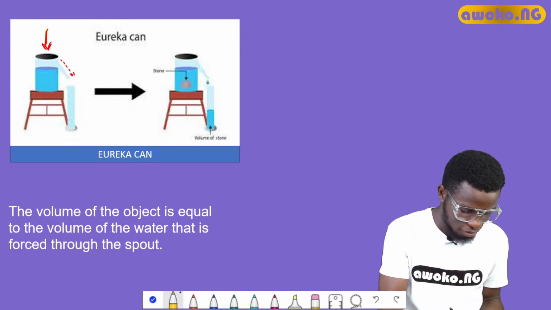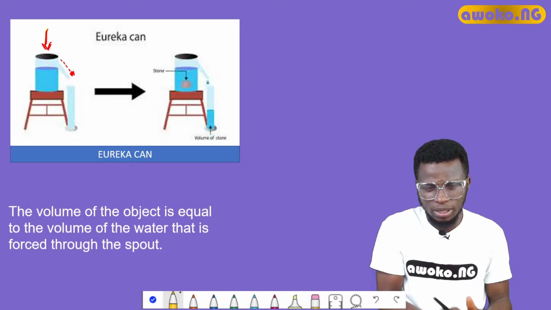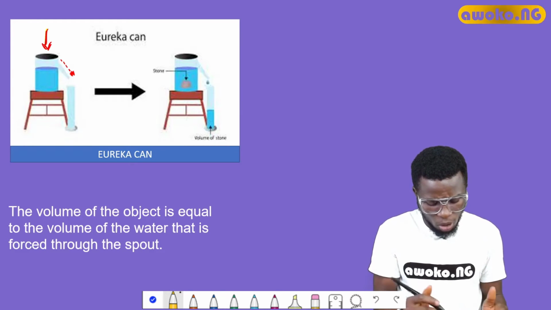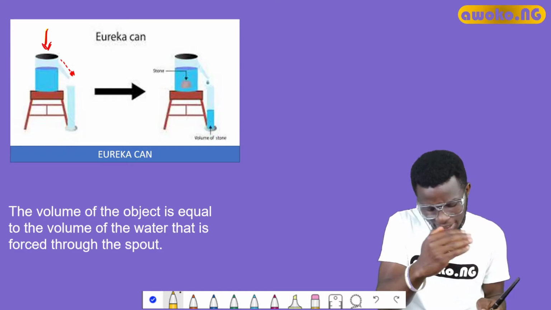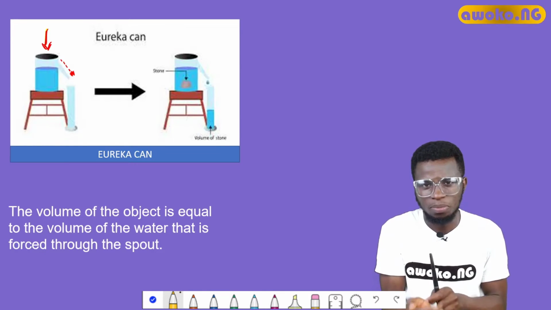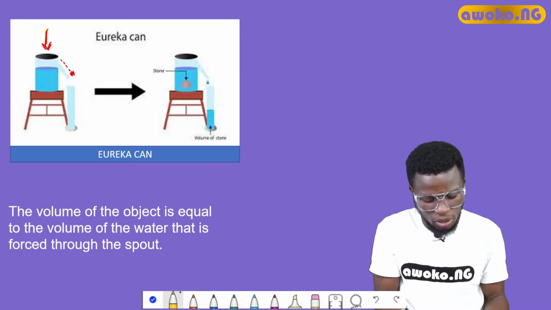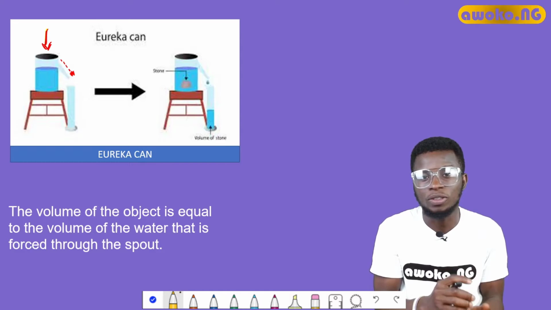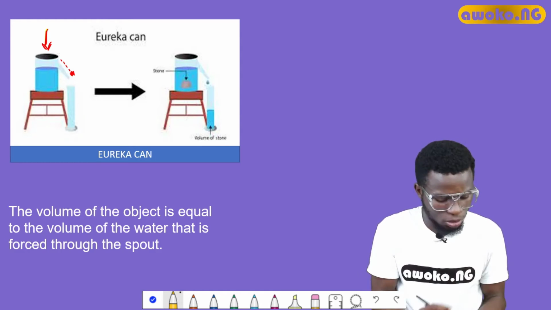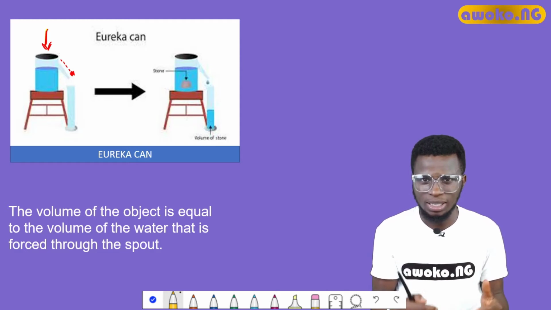It's like a funnel-like structure, which is then linked to a measuring cylinder. So the volume of the object is equal to the volume of the water that is being displaced by the can. Okay, so that is one of the ways we use to measure the volume of a particular substance. So the bigger the substance, the more volume of liquid displaced.